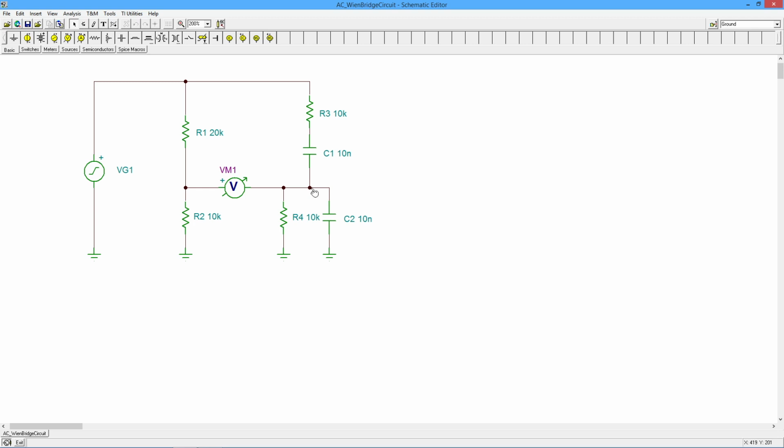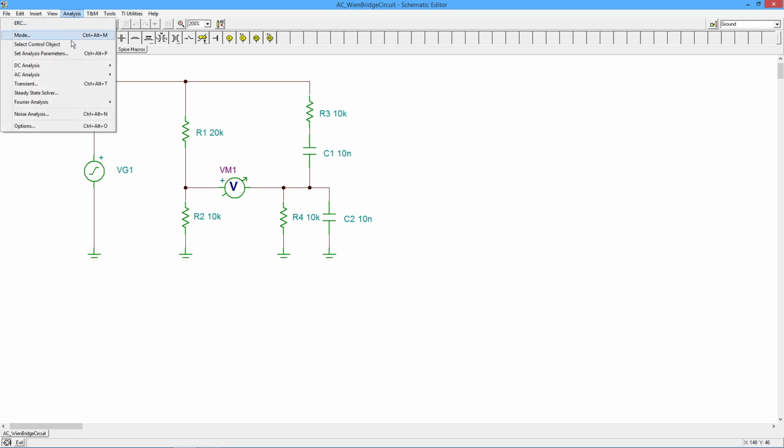All right. So this critical frequency is really kind of interesting because it's the one point where we get the identical magnitude and phase voltage here as we get here. So the meter shows up as a null, right?